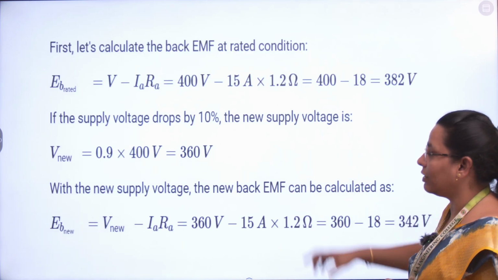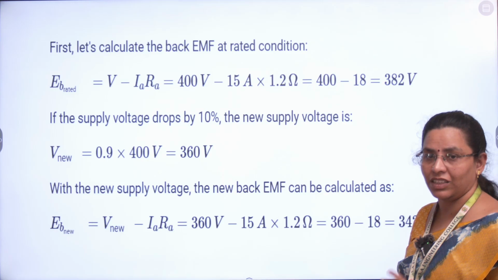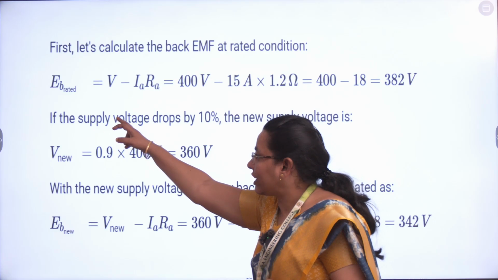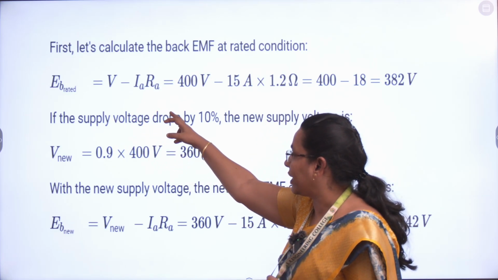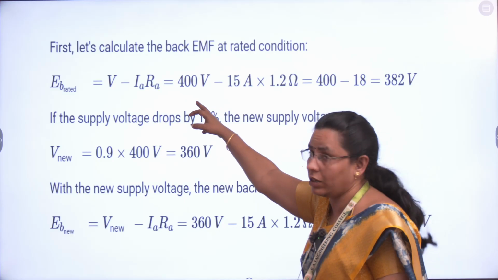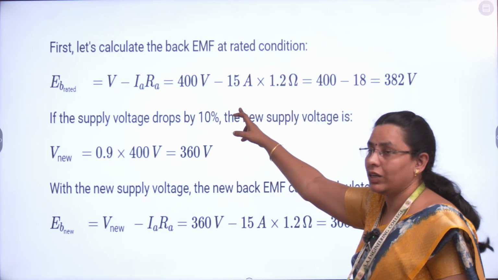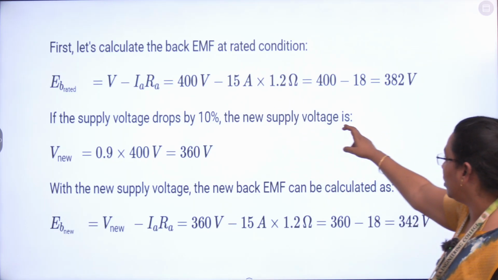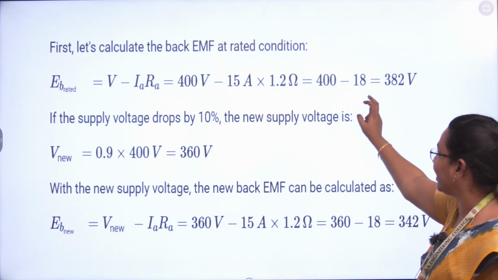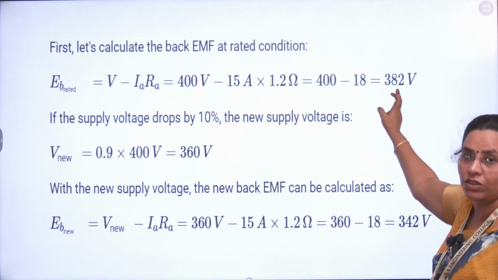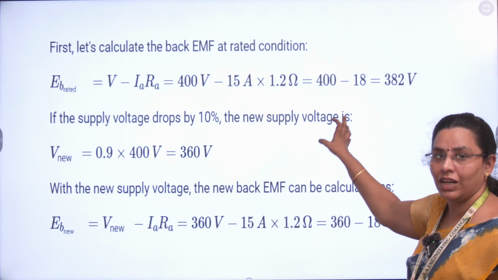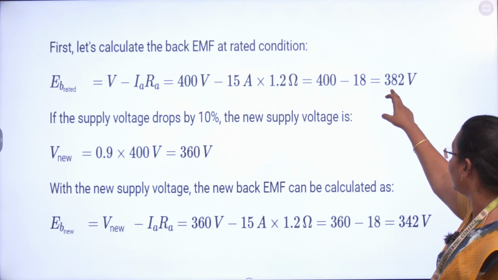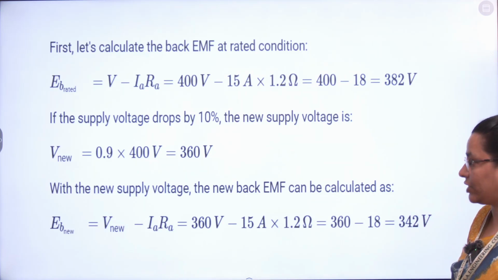First calculate the back EMF for the given data, taking the given data as the rated value. Back EMF for the rated value equals voltage minus IA into RA. What is the voltage value here? 400 volt, and IA is 15 amps. What is the armature resistance value? 1.2. So 15 into 1.2 is 18. So 400 minus 18 equals 382 volt. This is the back EMF for the given rated value.